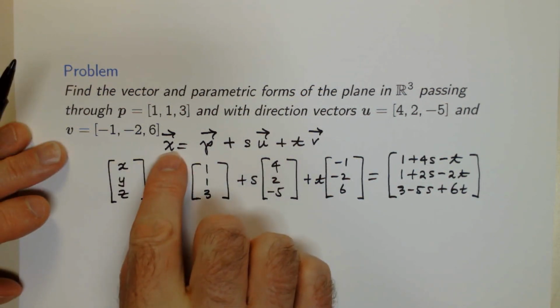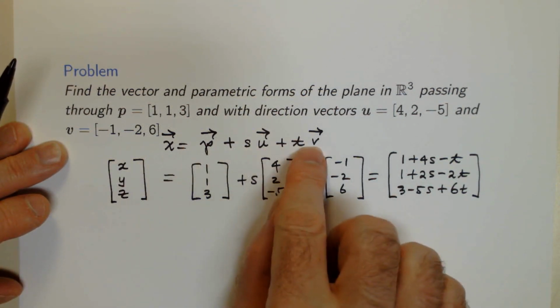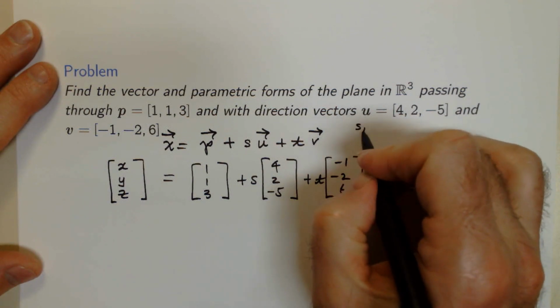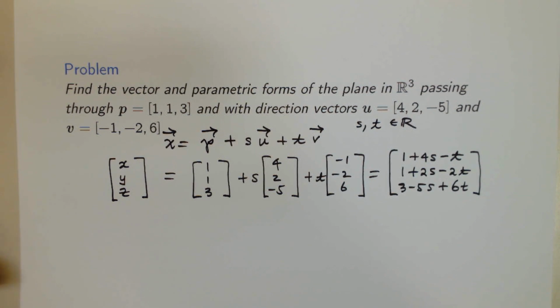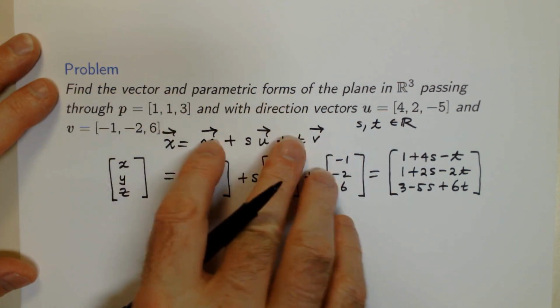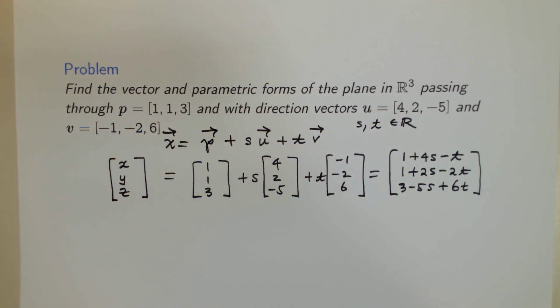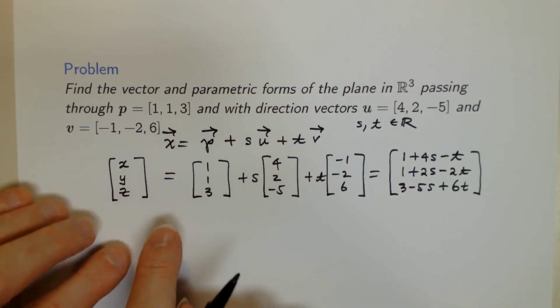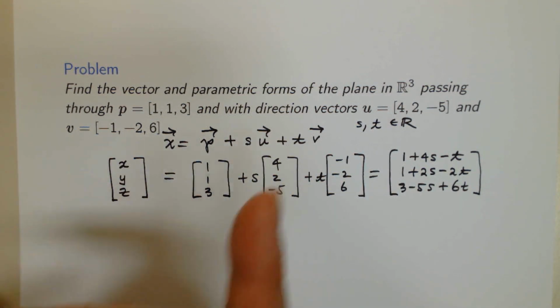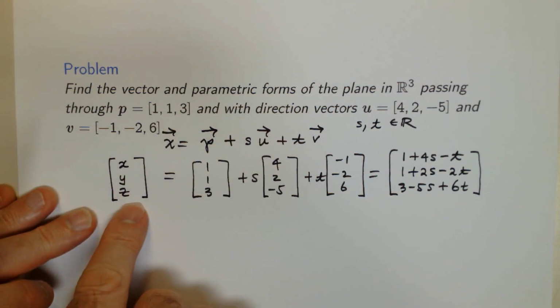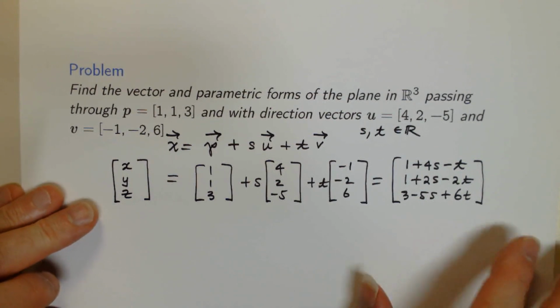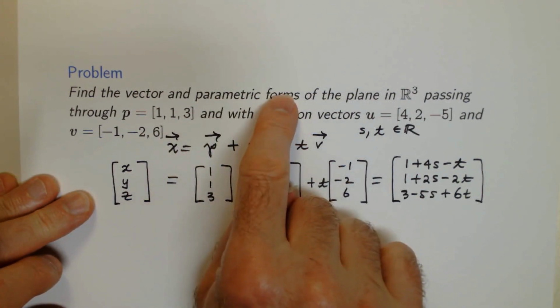So a generic vector X on the plane is of this form, where we think of S and T as just any real numbers whatsoever. Just pick any pair of real numbers, S and T, plug them in, and you're going to generate a point on this plane. Okay, now that's the vector form, right? Everything is expressed in terms of vectors. The vector that's determined by the point on the plane is of this form. Okay, now we want to find the corresponding parametric form.